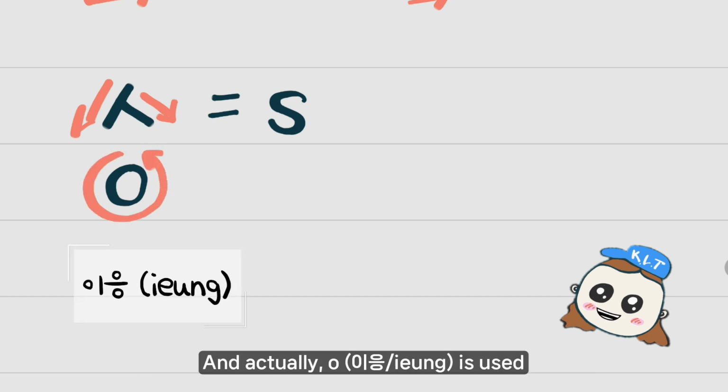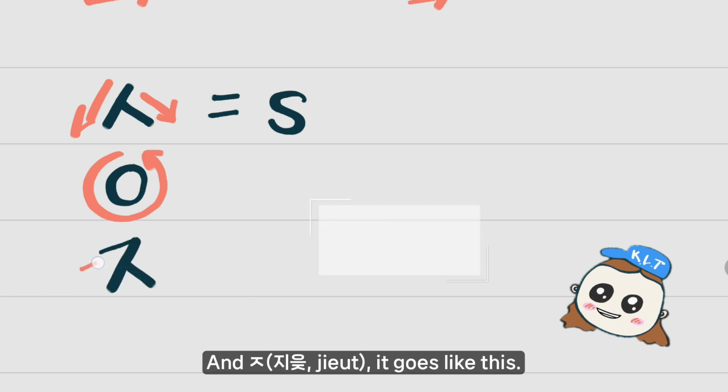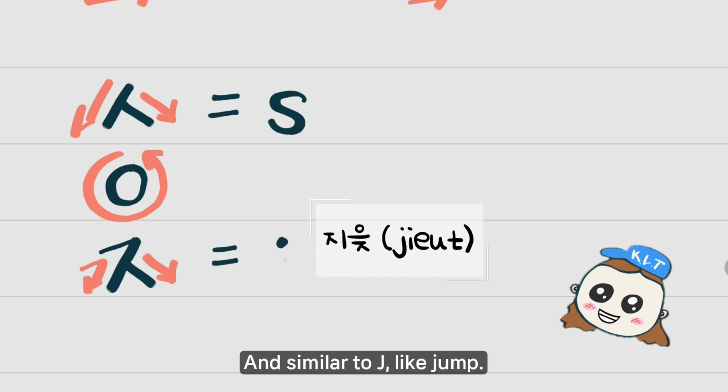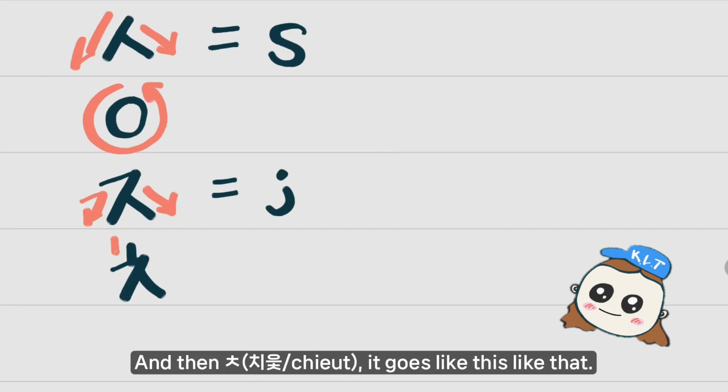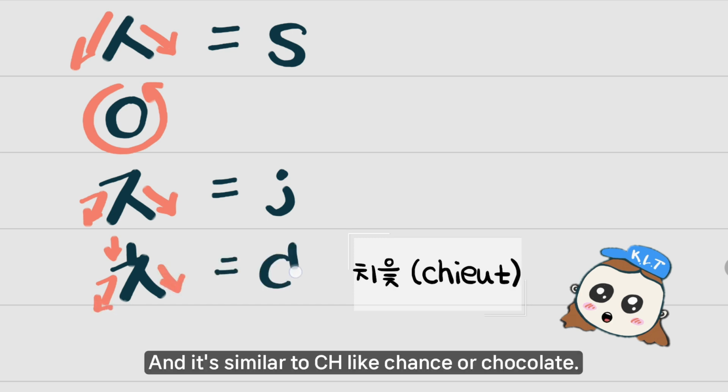And actually, 이응 is used as a placeholder for the vowel sounds or to represent the silent sound. And 지읒, it goes like this, 1, 2. And similar to J, like jump. And then 치읒, it goes like that. It is similar to CH, like chance or chocolate.